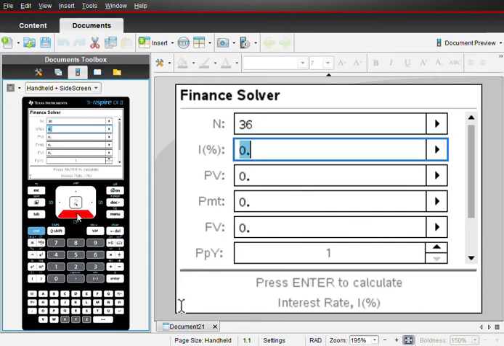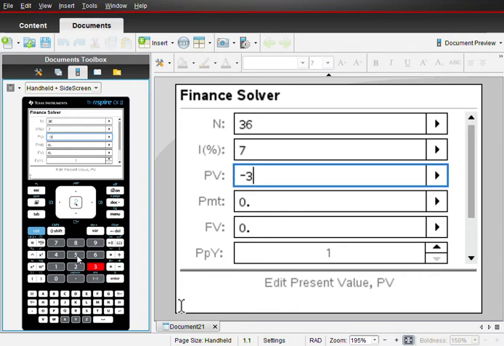And I is the interest rate as a percentage. So when you use an algebraic formula, you convert it to a decimal, but in the calculator, you just leave it in percent form. Present value really depends on what kind of problem you're solving. If you're investing money in a bank, then the present value is the amount that you put in. So let's just say you put in $3,500.